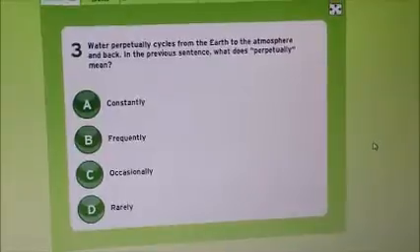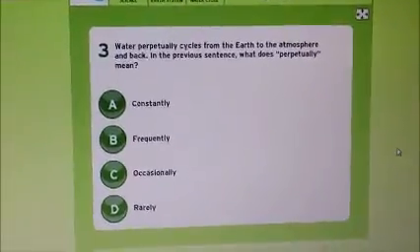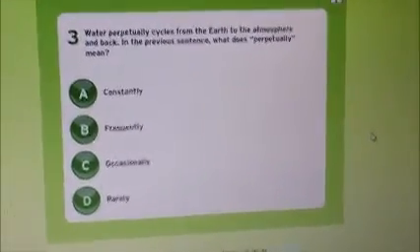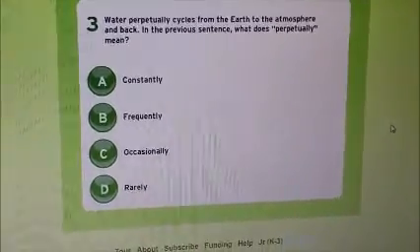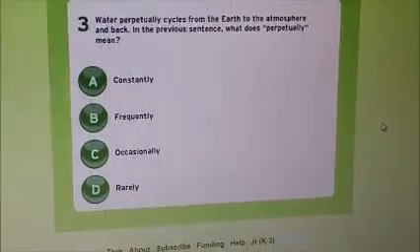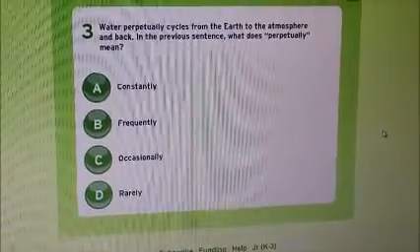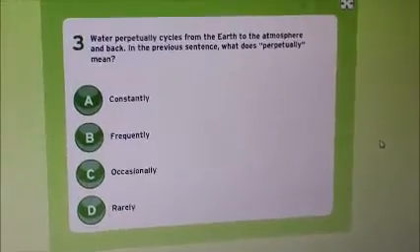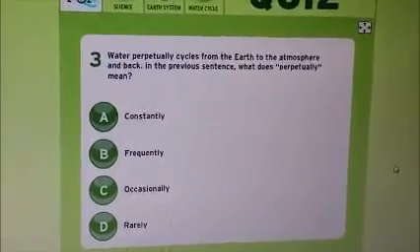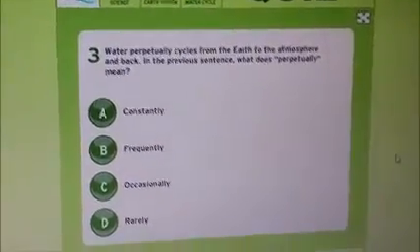All right, 3. Water perpetually cycles from the earth to the atmosphere and back. In the previous sentence, what does perpetually mean? A, constantly, B, frequently, C, occasionally, or D, rarely. How often does the water cycle rotate? A, constantly. Good job.